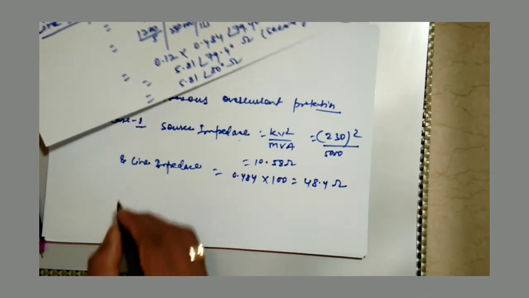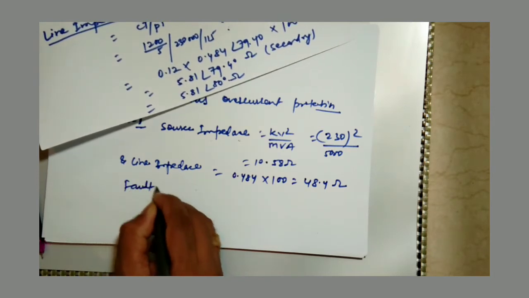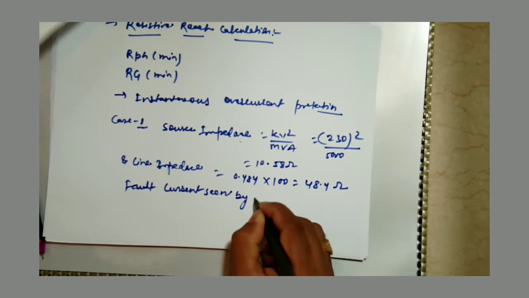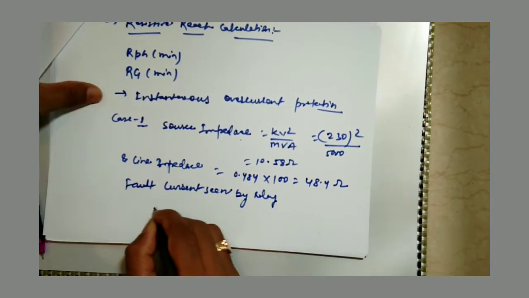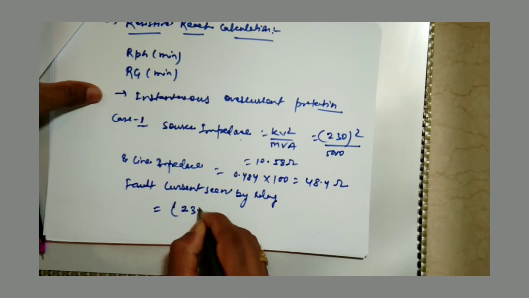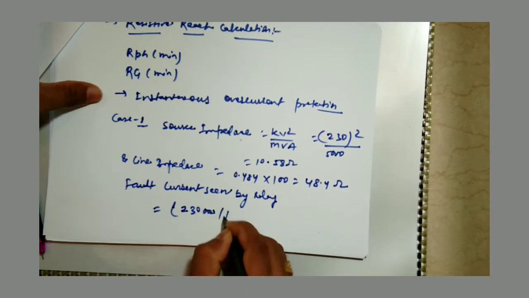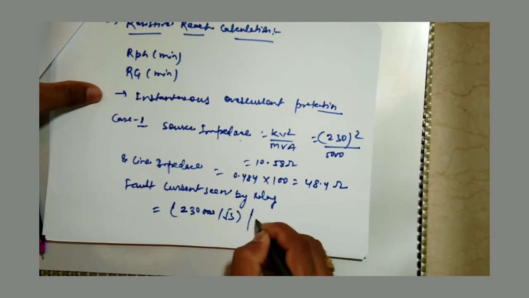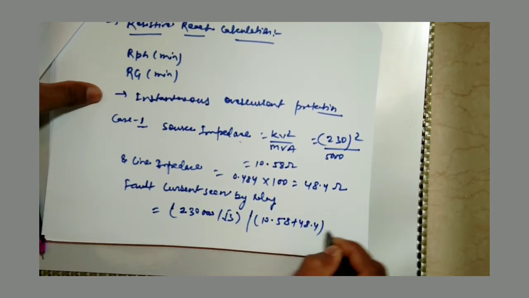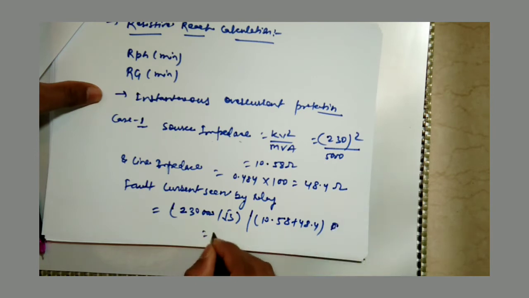So the fault current seen by the relay is equal to 230 kV by root 3 divided by 10.58 plus 48.4 ohm. That means 2251 ampere you will get.